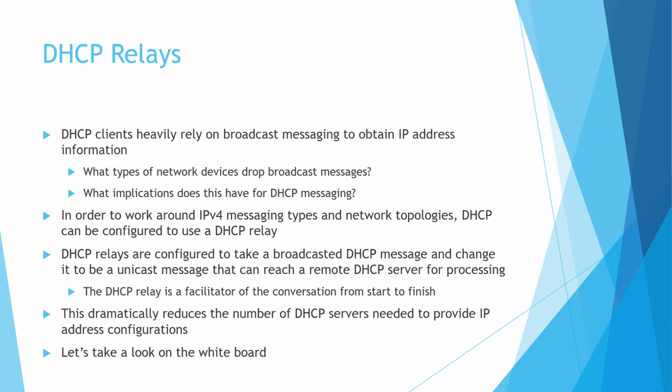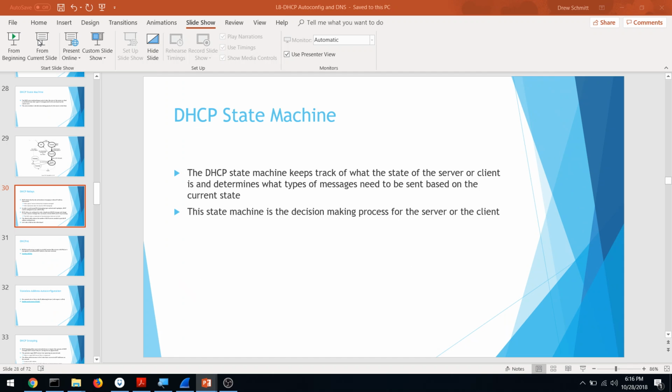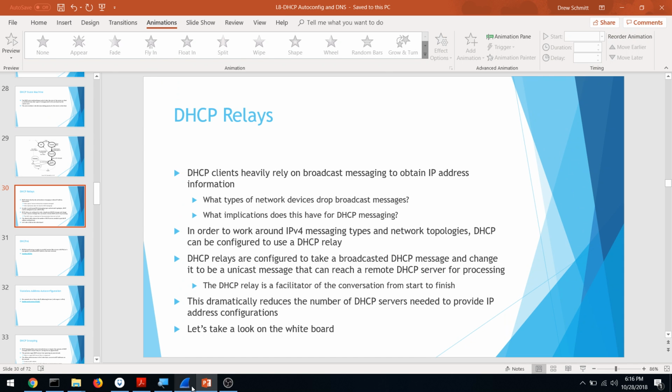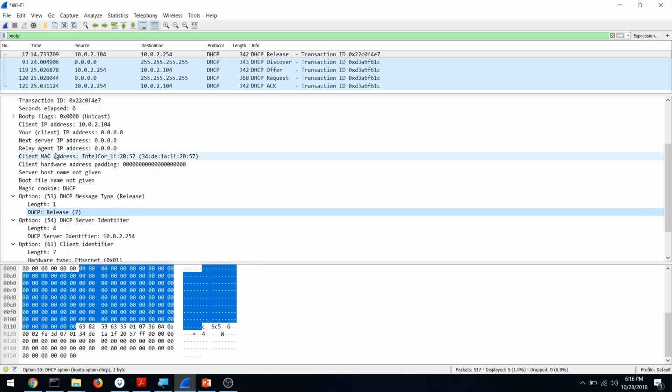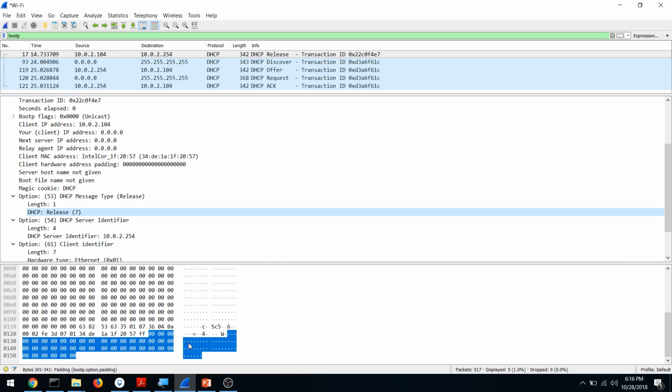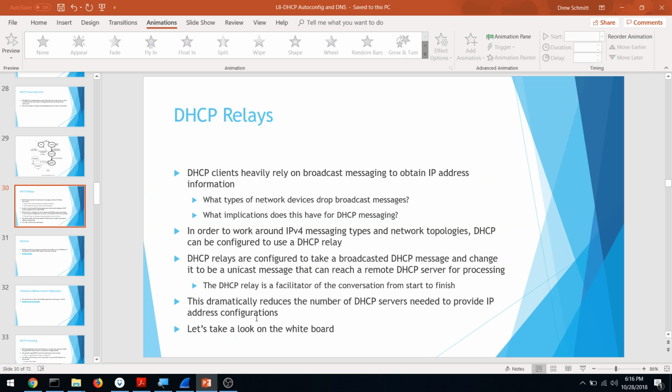Ultimately, we go into this process a little bit more in depth, where we got into the different fields in Wireshark. For instance, if we go back to Wireshark, we have the relay agent IP address. If we're using a relay agent, then we'll put that IP address here so that when the DHCP server sends it back, the relay knows exactly how to send it back to the client. So it's, again, that facilitation process.